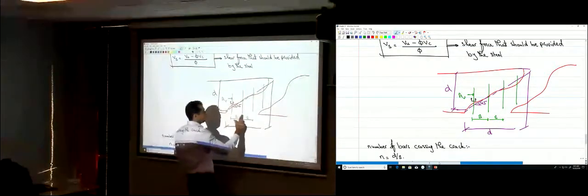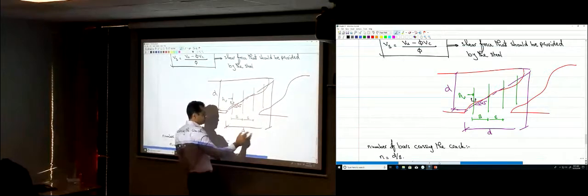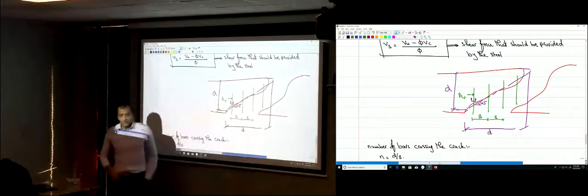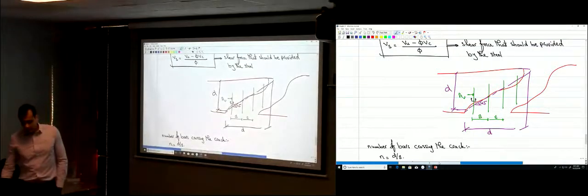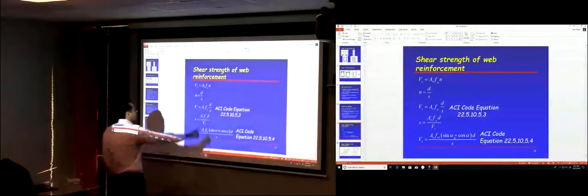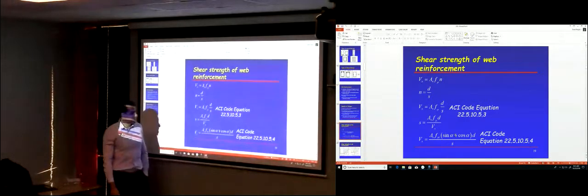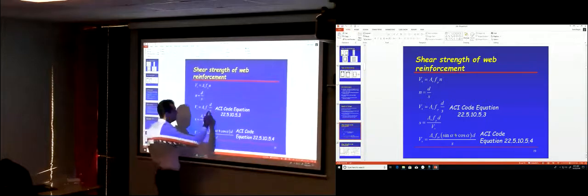So if the spacing between the bars is S, then the number of stirrups crossing this crack is D over S. That's the number of the stirrups crossing that crack. So Vs, the strength provided by the stirrups, is Av fy d divided by s.